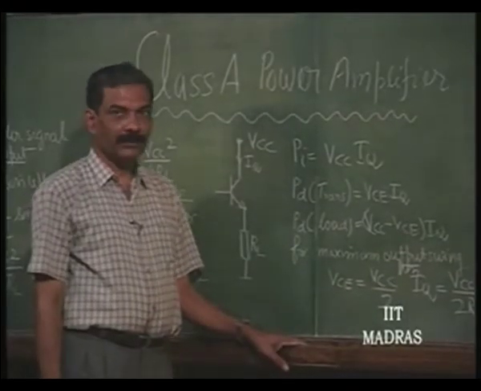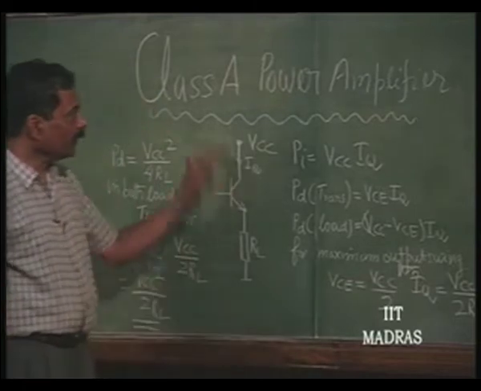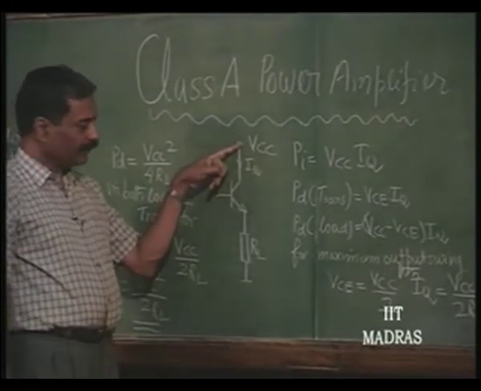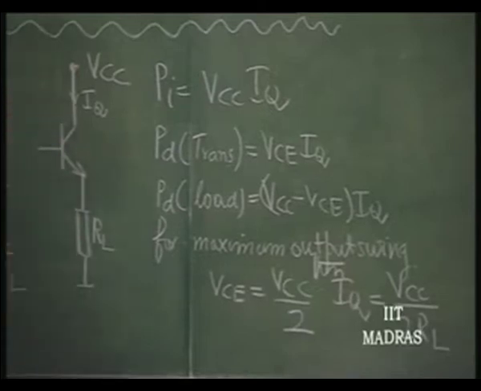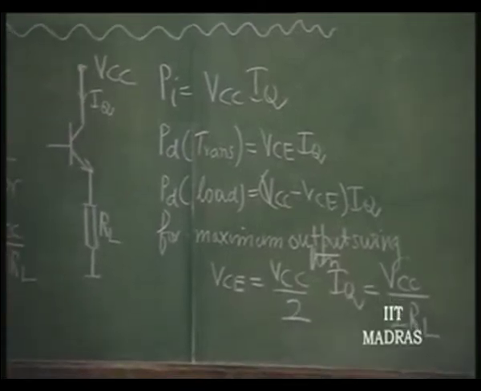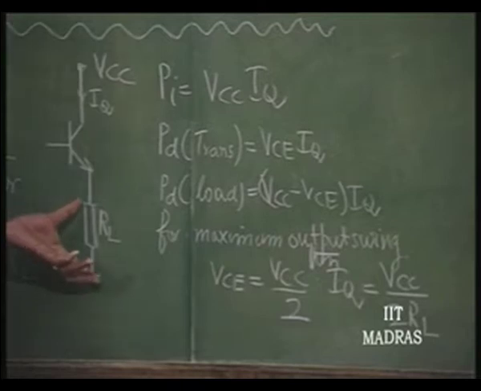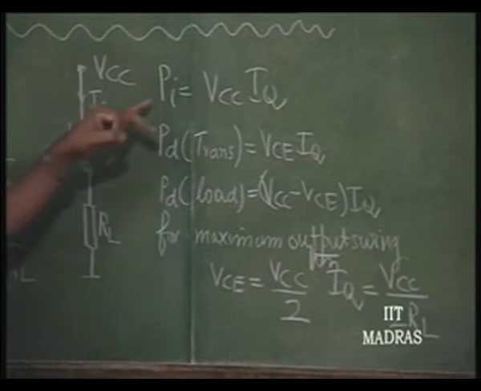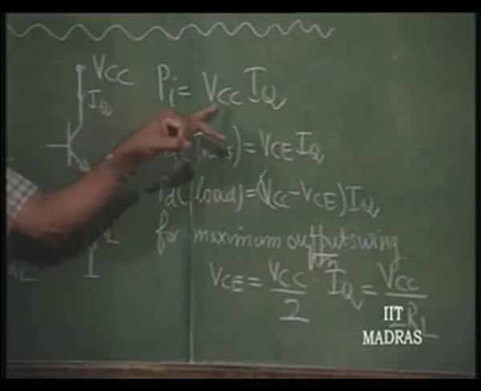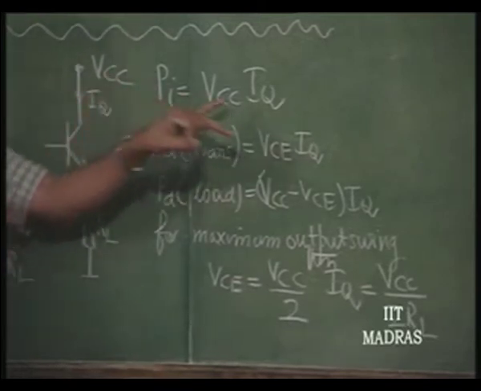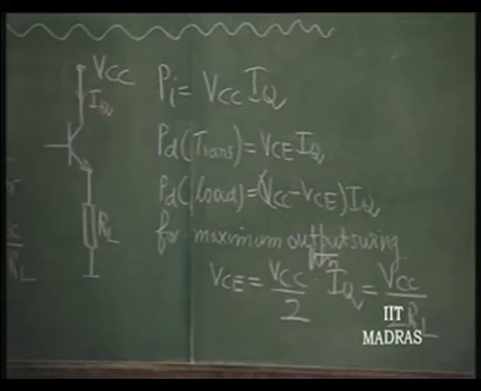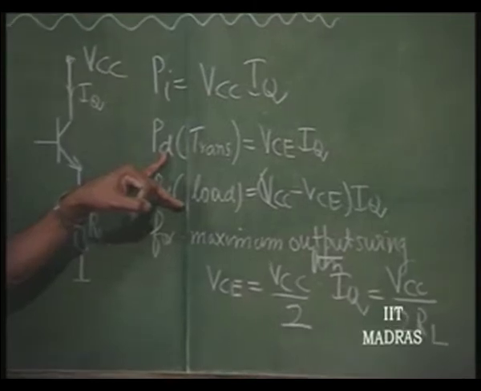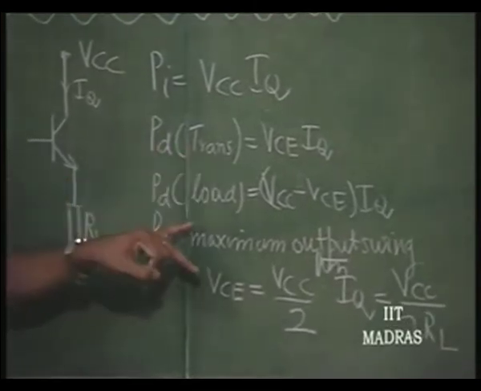Let us now summarize what we have learned so far. In a class A power amplifier, given a supply voltage of V c c and load of R L, we have connected a transistor in series with this, so that we can control the power in R L, or get the output power in R L. So, P I is always V c c into the quiescent current. P d, when the signal is not applied, gets dissipated in the transistor and the load.